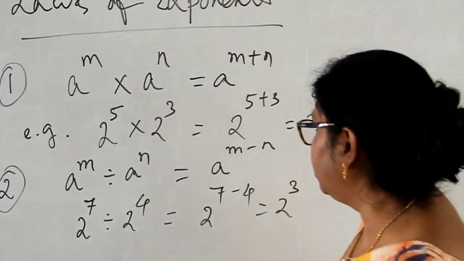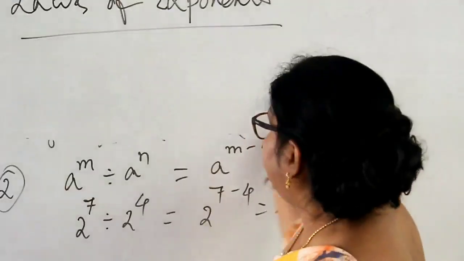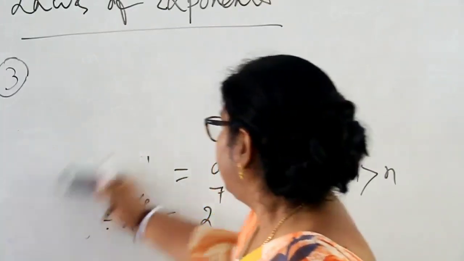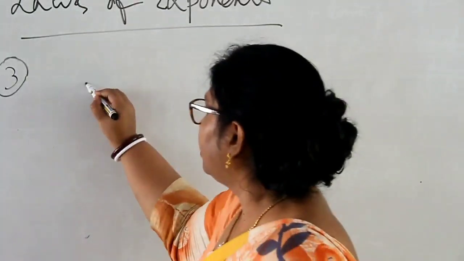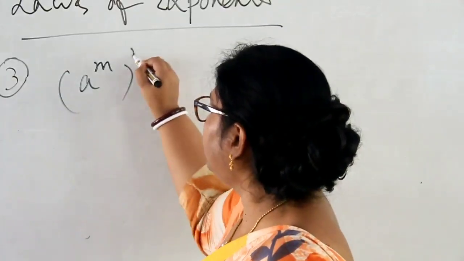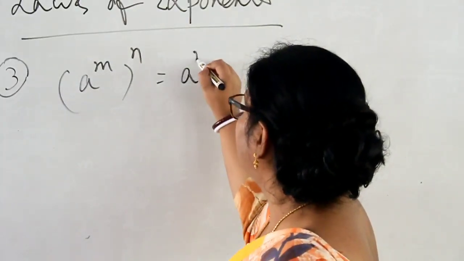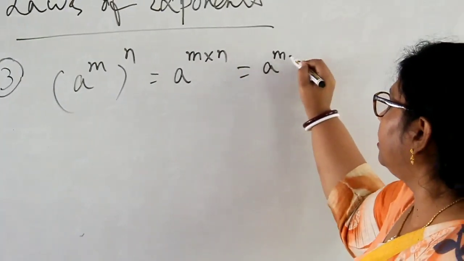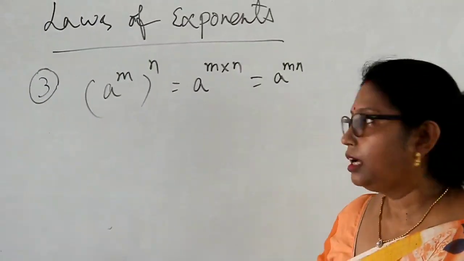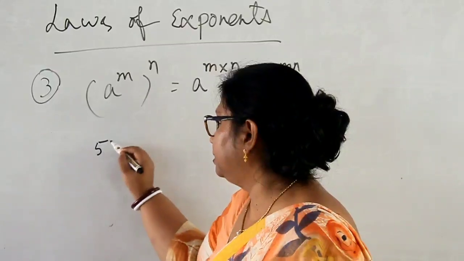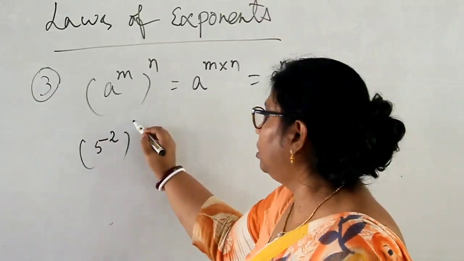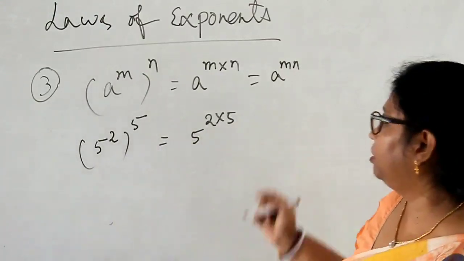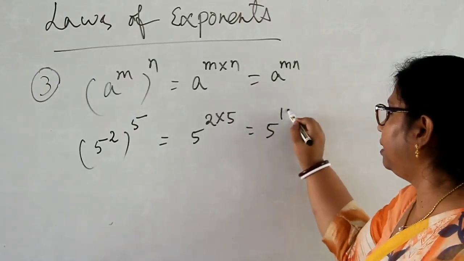Now the third rule we are going to see. The third one goes like this: a to the power m whole to the power n gives a to the power m into n, and the result will be a to the power mn. For example, if I take 5 square whole to the power 5, then it will give us 5 to the power 2 into 5, which is equal to 5 to the power 10.